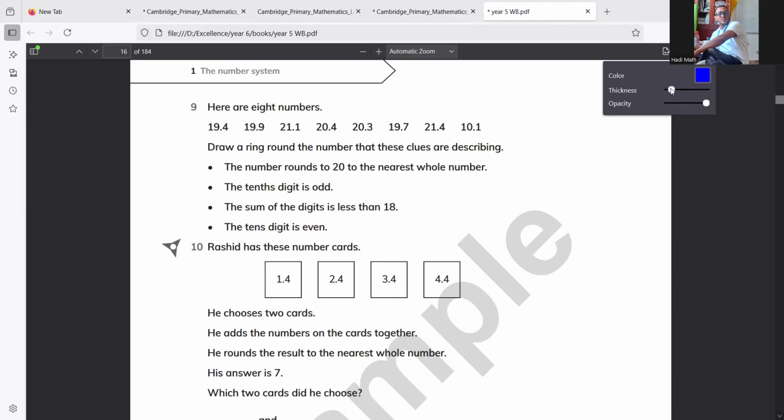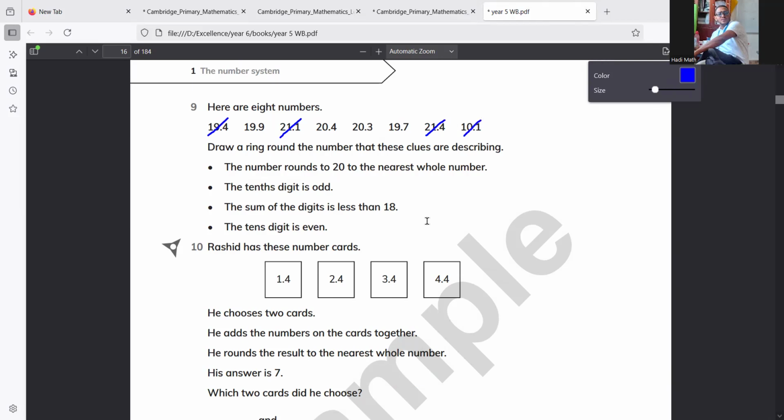Clue number 1: the number rounds to 20 to the nearest whole. So if the number rounds to 20, okay. If it doesn't round to 20, we cancel it. 19.4, does it round to 20? No. So cancel it. 19.9, yes, to 20. 21.1 to 20? No. It's going to give us 21. This one, yes, going to give us 20. This one, yes, going to give us 20. 19.7, yes, going to give us 20. 21.4, no. 10.1, no.